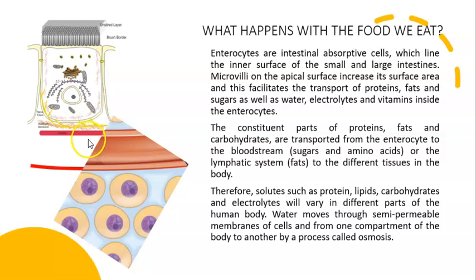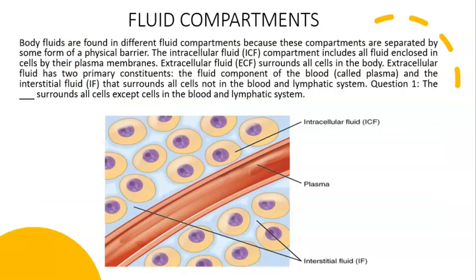So these areas or these compartments, right, are going to be this blue area or blue compartment, this red area or red compartment. Therefore, proteins, electrolytes, water will move from one compartment into the other compartment. Then this is going to give us the concept of fluid compartments. Body fluids are found in different fluid compartments because these compartments are separated by some form of physical barrier. Therefore, we are going to have different fluid compartments.